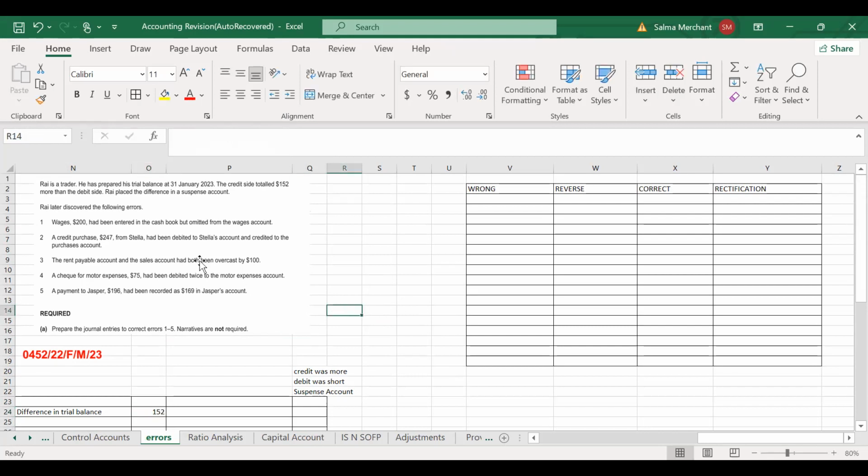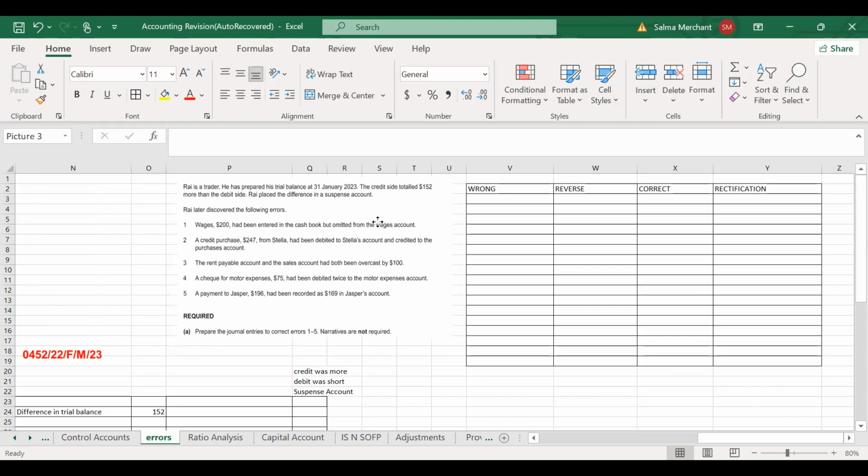Come on, let's go ahead. Read. Rai later discovered the following errors. First, the wages 200 has been entered in the cash book but omitted from the wages account. Give me the rectification of the first one, dear.